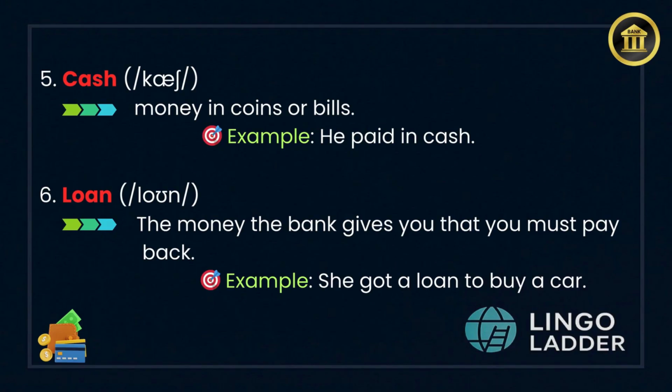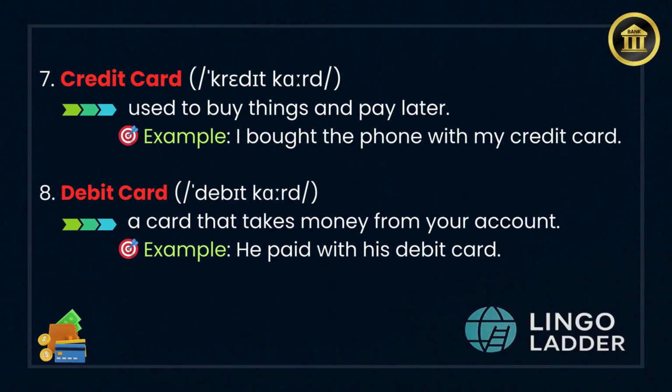5. Cash. Cash is money in coins or bills. 6. Loan. A loan is money the bank gives you that you must pay back. 7. Credit card. A credit card is used to buy things and pay later. 8. Debit card. A debit card is a card that takes money from your account.